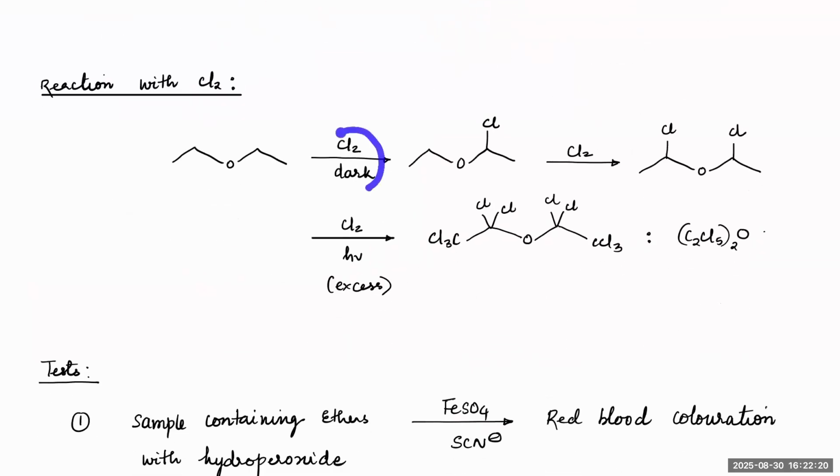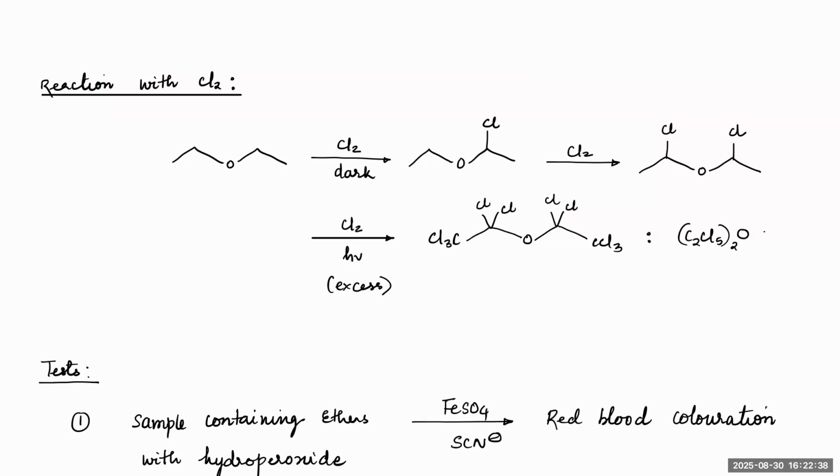So in case I take chlorine in dark conditions, you might get a lesser amount of chlorination, but yet you will see at least one chlorine get attached. But if you take it in excess, all the hydrogens will be replaced by chlorine, and this is the product you will get.